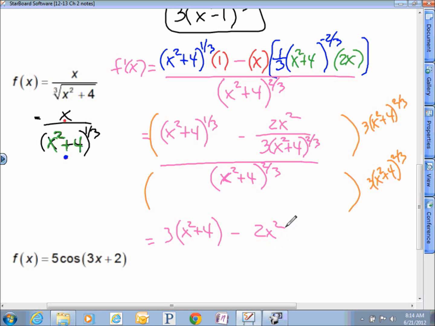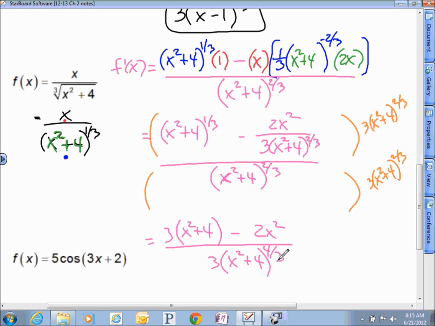Oh, so much nicer. And on the bottom, when you multiply that orange thing times the pink thing, you're going to get a 3. And you're going to get an x squared plus 4. What's the new power on it? Well, 2/3 plus 2/3 would be 4/3. Can I cancel the 3's? No, because I can't get one out of all the terms. The 2x squared doesn't have one.